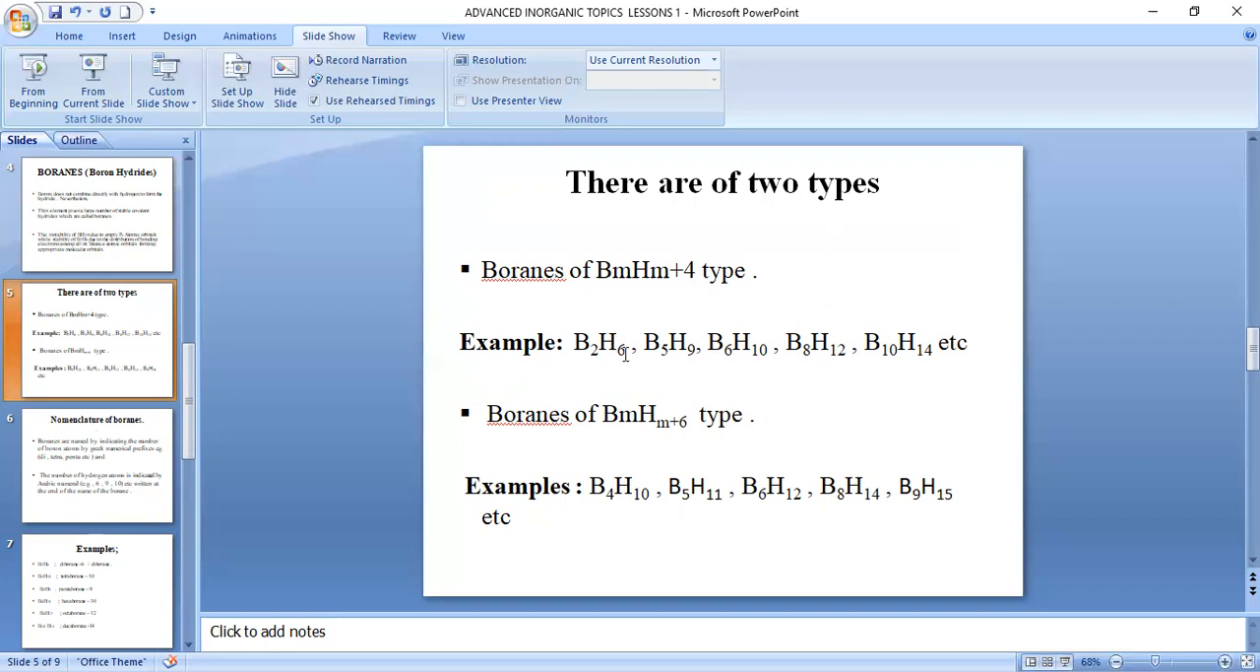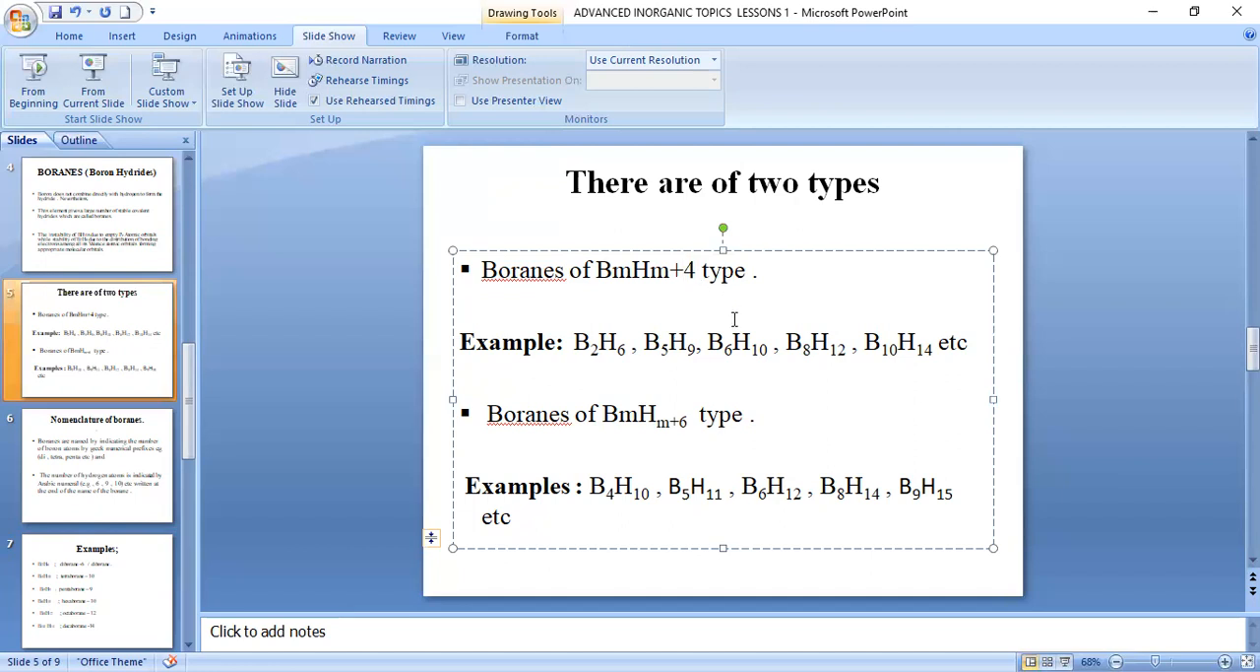And how do we obtain these 6 hydrogens? The number of boron atoms is 2. If we add 2 to 4, we get 6. If the number of boron atoms is 5, then 5 plus 4 is equal to 9. If the number of boron atoms is 6, then 6 plus 4 is equal to 10.